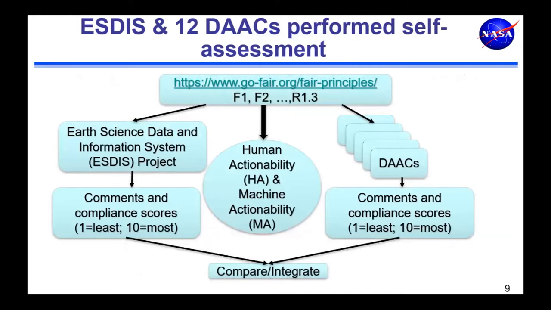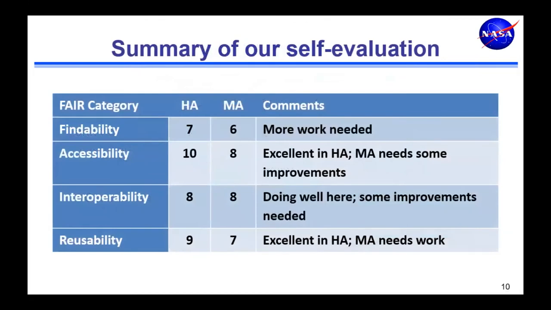The method we used was to look at the different FAIR principles, numbered F1, F2, et cetera, through R1.3. Each of these is divided into sub-principles, which is why you see R1.3. I believe there is a total of 19 or so; I've lost count. Anyway, we looked at all the principles and created a spreadsheet that listed them. I looked at it from the point of view of human actionability, and Chris Linus looked at it from the point of view of machine actionability for the SDIS project and EOS-DIS as a whole. And we asked each of the 12 DACs to look at them from the point of view of their own DACs, as well as make comments about the overall EOS-DIS.